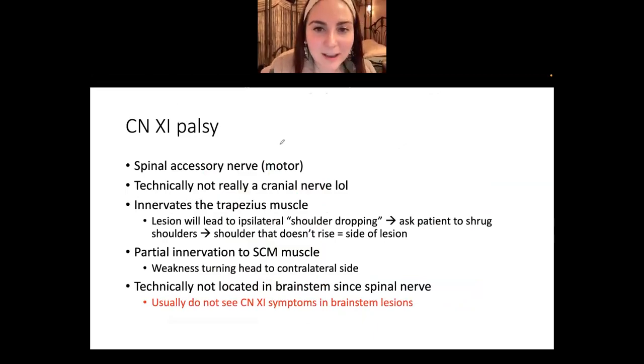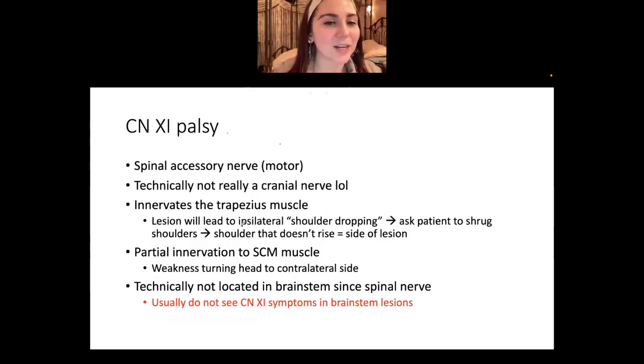All right, and then cranial nerve 11, almost done. This is your spinal accessory nerve. So this is a motor cranial nerve, so it's involved just with motor functions. Technically, it's not really a cranial nerve. And Dr. White says this too. He's like, it was named wrong basically, but it's still a cranial nerve, so we're going to call it that. It innervates your trapezius muscle, so your traps. That's why it's weird that this is a cranial nerve, because the symptom is a muscular thing. You're like, that's really odd, a major muscle gets affected.